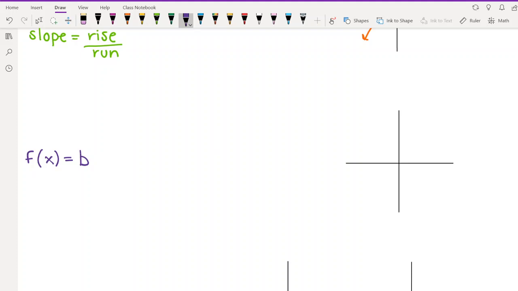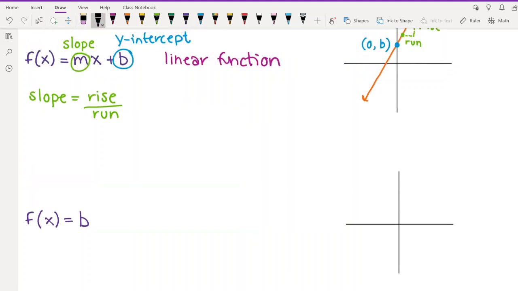And maybe actually, let me go back and put an example of what these could look like for each one. An example of what a linear function could look like would be f of x is equal to, let's say, something that looks like it could match our graph. Let's say 2x plus 1.